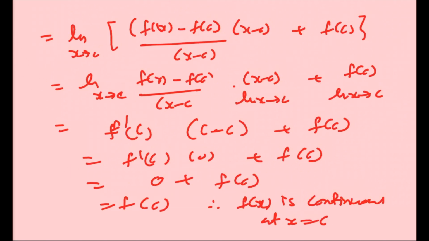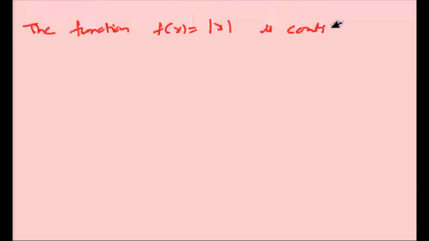Example, we can take one example here. The function f(x) equal to mod x is continuous at x equal to 0, but it is not differentiable.